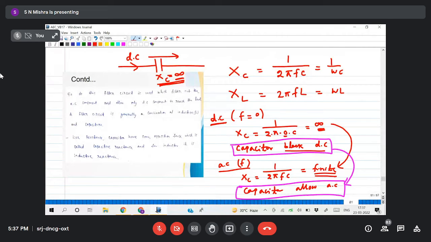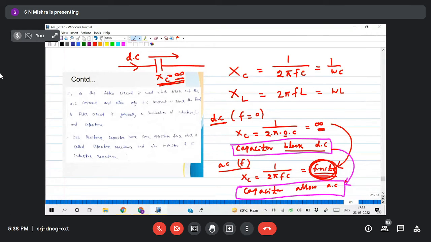Okay, so you can assume compared to this blocking, it is allowing. This is only a comparative statement. It is not perfect. I am not saying that capacitor allows AC means it will fully allow AC. Finite impedance means somewhat like resistance. It will oppose some current, but some current it will allow. Okay, this is only a comparative statement.